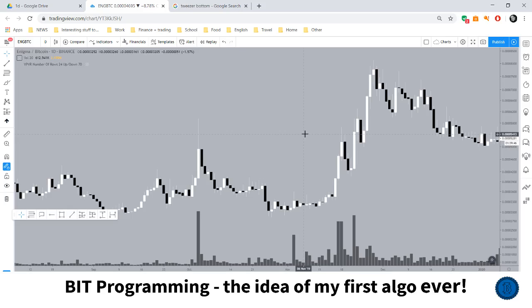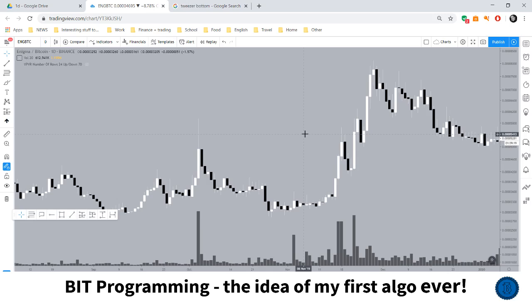Today we're gonna go over how I came up with my first algorithm ever, and how you can use some of these concepts to maybe create your own algorithm or your own trading. The idea I took was actually quite simple. I wanted something that could work on a higher time frame, and maybe even on lower time frames, using just three basic principles. Actually, I would say even two.